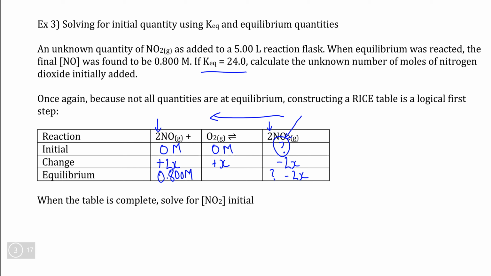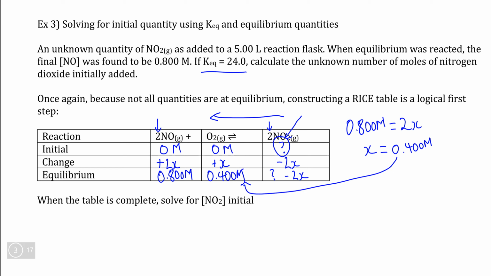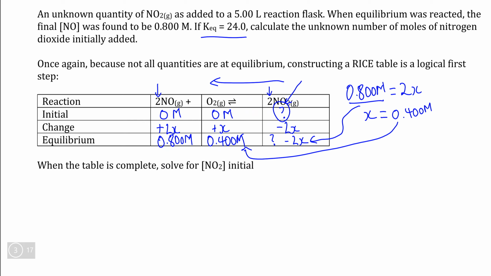And because we know that 0.800 moles per liter must be equal to 2X, we have just figured out that X must be 0.400, which means that we have also found the equilibrium concentration of oxygen gas like this, and we've also found what we need to subtract our unknown initial concentration by in order to find it. Now here, because we're not solving for KEQ, the actual algebra to solve this works a little bit differently, but the setup works exactly the same.